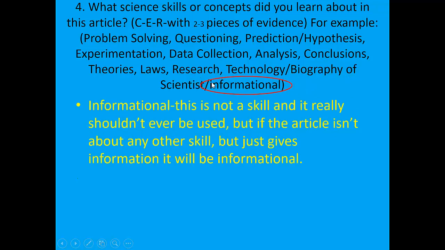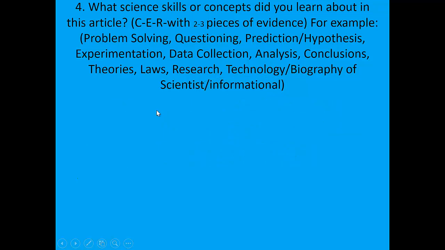Now the final one, this is sort of a cop-out. If you take this road, you better be able to argue to me that none of these others apply, but if it's just kind of informational talking, it's not a skill, it really shouldn't ever be used. But if the article isn't about any skill, they haven't talked about a problem, questioning, prediction, hypothesis, any of these things, it might be informational. And if it's informational, then you definitely need to be able to provide a lot of evidence as to why you think that's what the choice is.